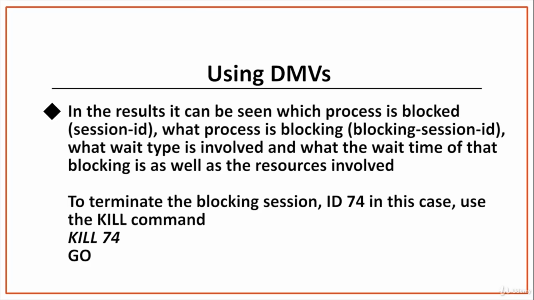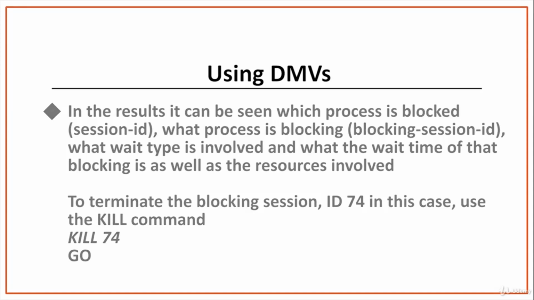In the results, it can be seen which process is blocked, session_id, what process is blocking, blocking_session_id, what wait type is involved, and what the wait time of that blocking is, as well as the resources involved. To terminate the blocking session, ID 74 in this case, use the kill command: KILL 74; GO.